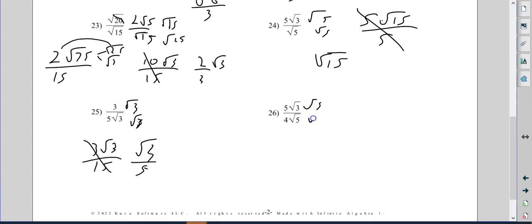Here, radical 5, radical 5. So that's going to give me 5 radical 15 over 4 times 5. And really, I can just write it like this. Those cancel. Radical 15 over 4, and I am done. And that's it.